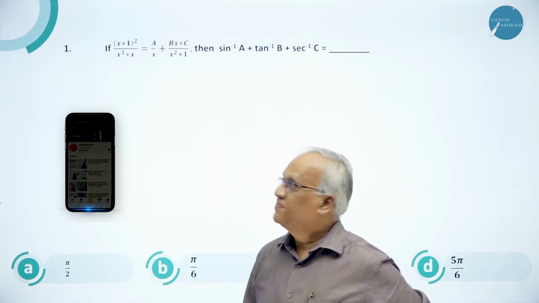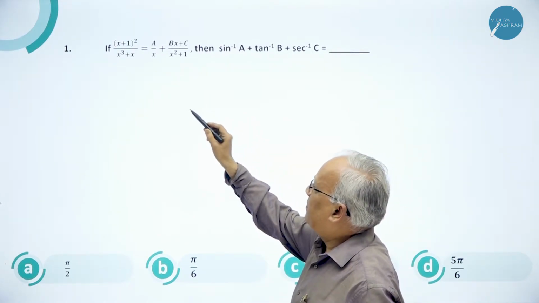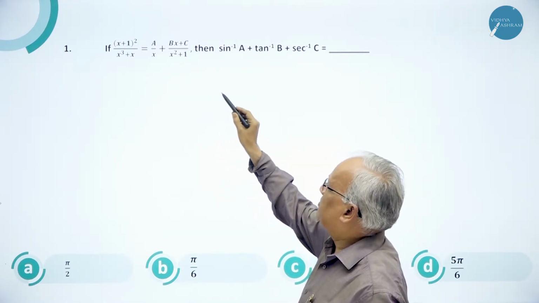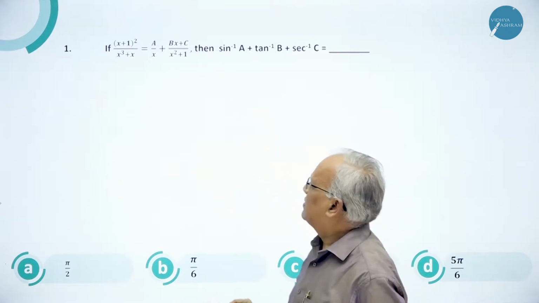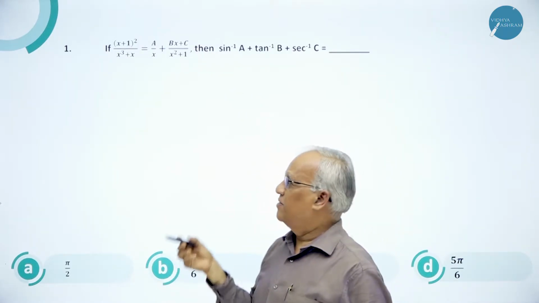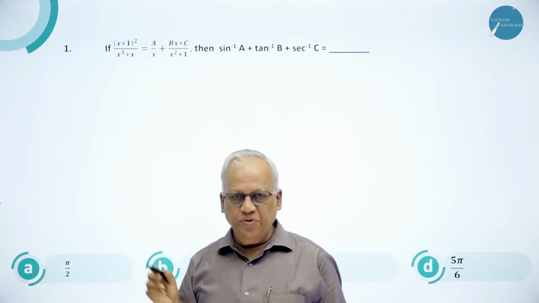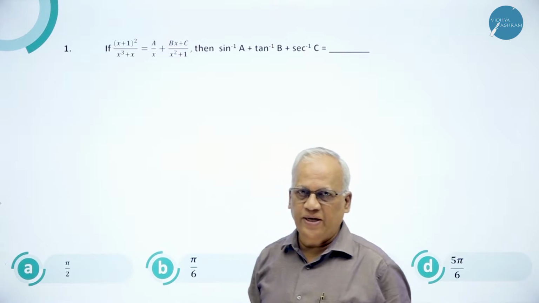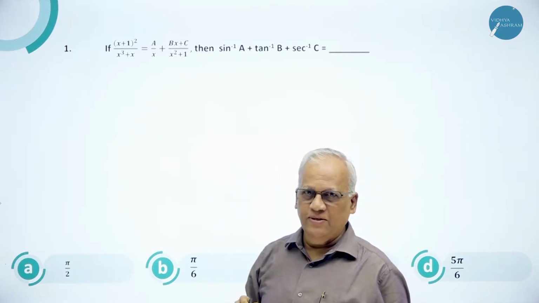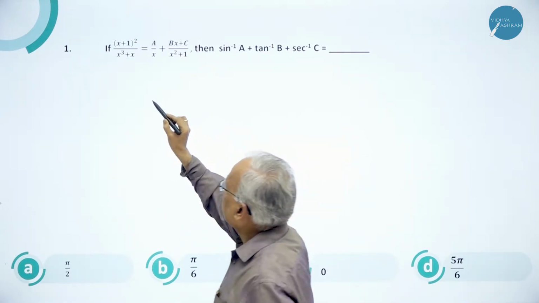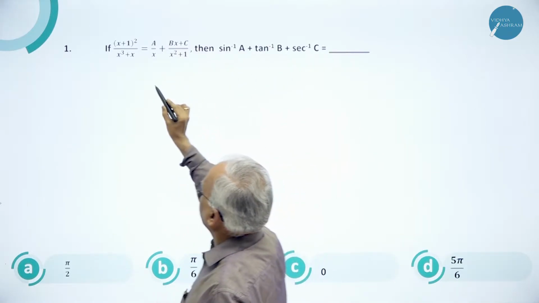The first question, if x plus 1 whole squared by x cube plus x equal to a by x plus bx plus c by x squared plus 1, you can argue it is not in the syllabus, but you have partial fractions, not as a chapter, but you use this in integration. So you cannot say it is out of syllabus. Okay, so first find out ABC using this technique.